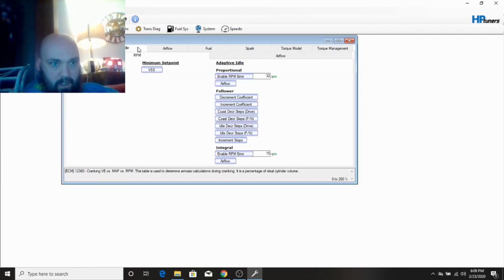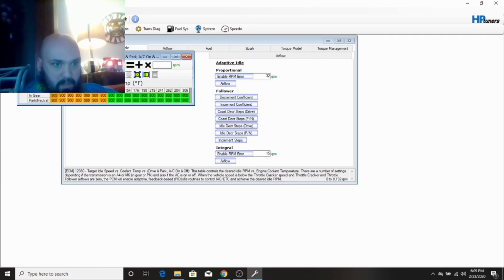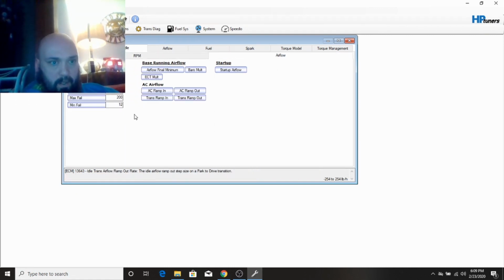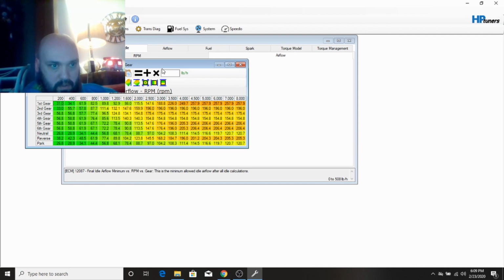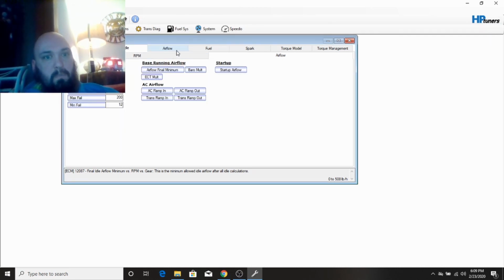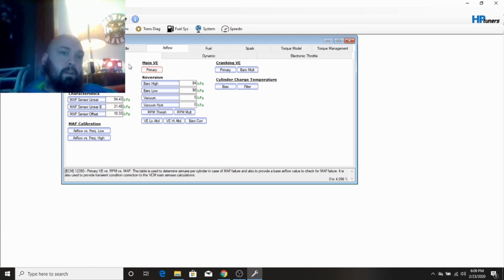Another thing that I'll do is go in and bump up the base idle a little bit. It looks like his is up already. It also looks like he's changed it already. Then the base running airflow, you can bump that up a little bit too if you have to.